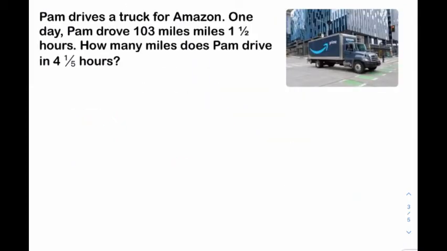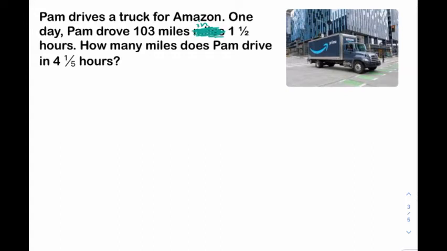Pam drives a truck for Amazon. One day, Pam drove 103 miles. Oh, here we go. Another mistake. Miles twice. This should say in 1.5 hours. How many miles does Pam drive in 4 1/5 hours?